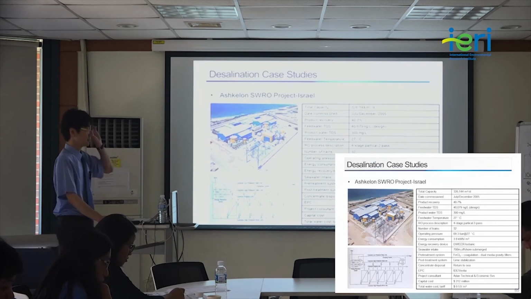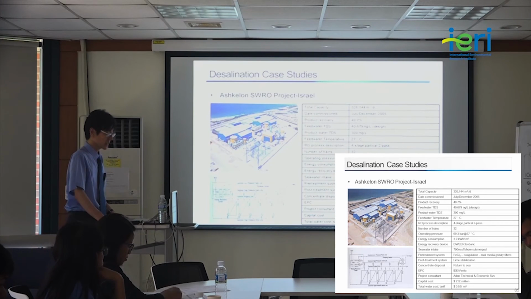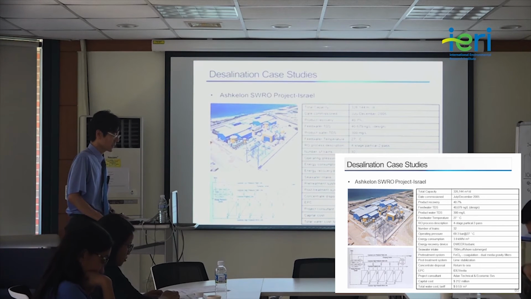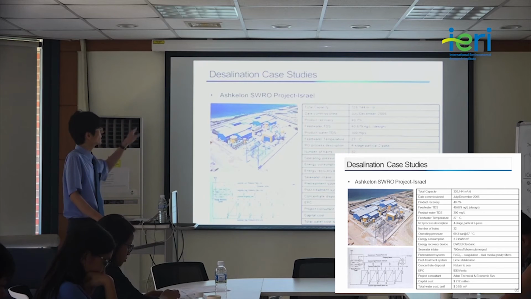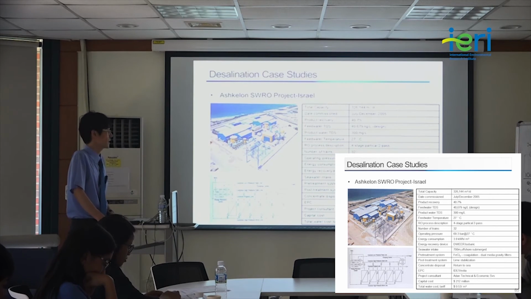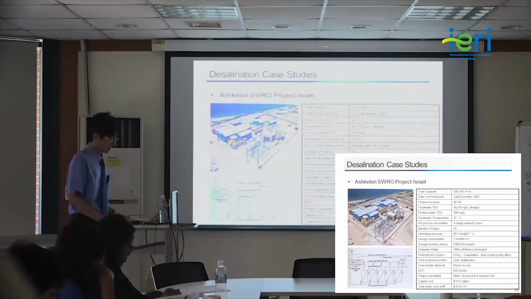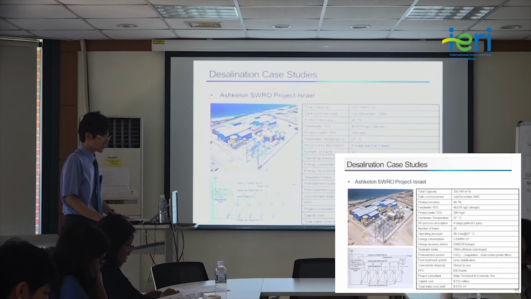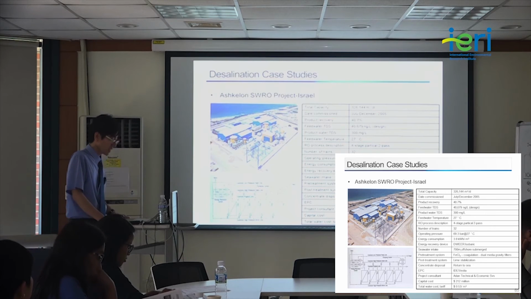So these are some of the well-known desalination plants, and I want to look at some of the details about these desalination plants in some countries. For example, this is a well-known desalination plant, the Ashkelon seawater reverse osmosis plant constructed in Israel. Their capacity is around 320 cubic meters per day.